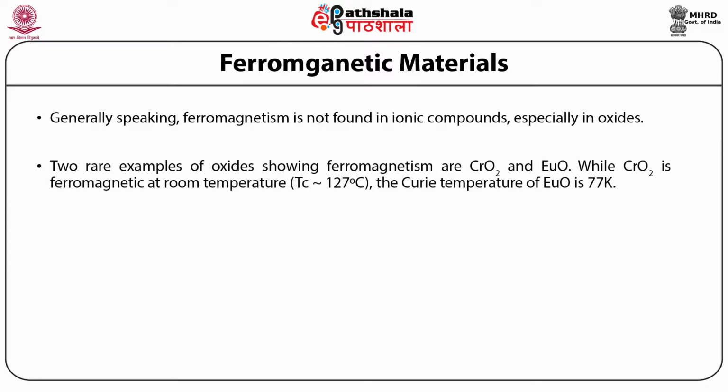Two rare examples of oxides showing ferromagnetism are CrO2 and EuO. While chromium oxide, that is CrO2, is ferromagnetic at room temperature, that is Tc is around 127 degrees Celsius, the Curie temperature of EuO is 77 Kelvin.